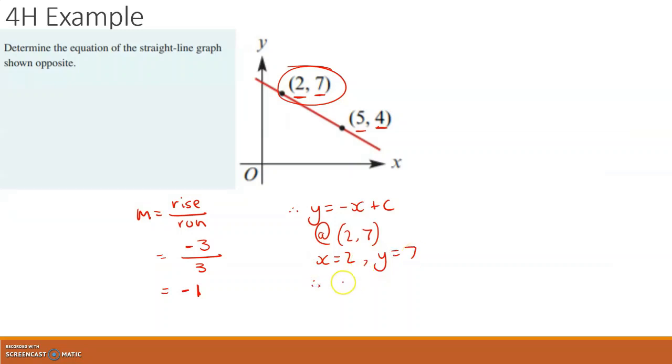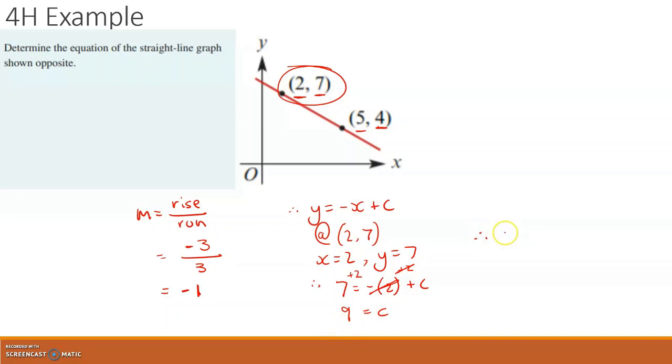So therefore, instead of y equals negative x plus c, I've got 7 equals negative 2 plus c, because I've replaced y with 7, and I've replaced x with 2. So I've got negative 2 here instead of negative x. So 7 equals negative 2 plus c. To get rid of the negative 2 and have c on its own, I need to add 2 to both sides. So on the left-hand side, I have 9, and on the right-hand side, negative 2 and plus 2 cancel each other out. So what I found is that c is equal to 9.